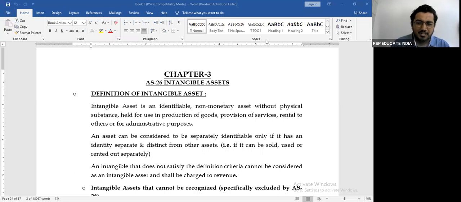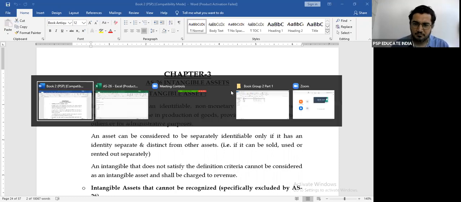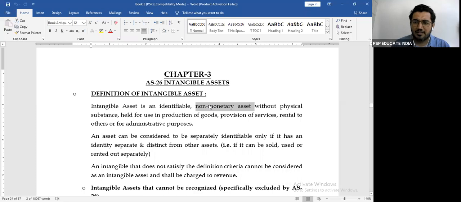But accounting standard 26 has introduced the word non-monetary. It should not be in money held form. वो money held form में नहीं होना चाहिए. If it is not in money held form, only then it will be called an intangible asset. If it is in money held form, you cannot call it your intangible asset. Are you getting it? Okay, look at the next point.